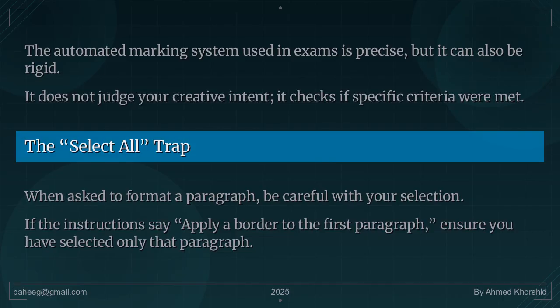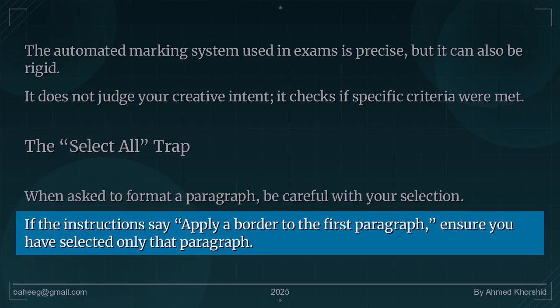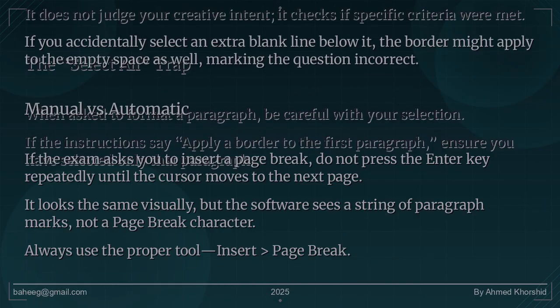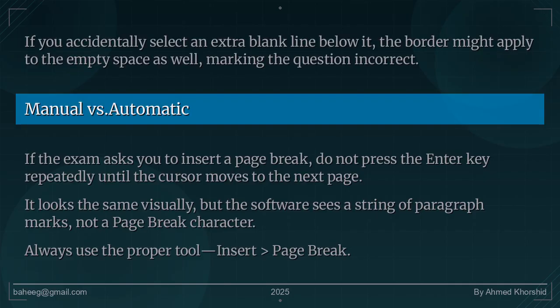The Select All trap. When asked to format a paragraph, be careful with your selection. If the instructions say apply a border to the first paragraph, ensure you have selected only that paragraph. If you accidentally select an extra blank line below it, the border might apply to the empty space as well, marking the question incorrect.